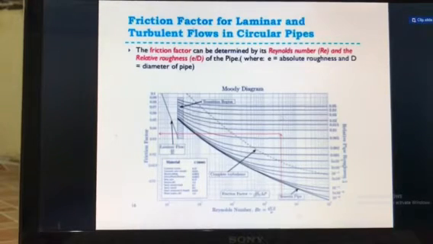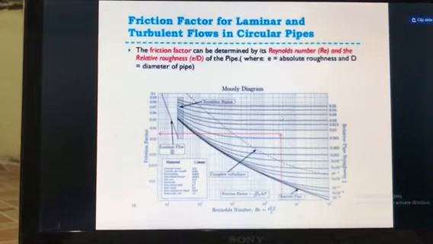For smooth pipe there are 3 to 4 equations, and for rough pipe there are also 2 to 3 equations to find the friction factor. Usually the Colebrook equation is used. This is the generally accepted equation to find the friction factor.